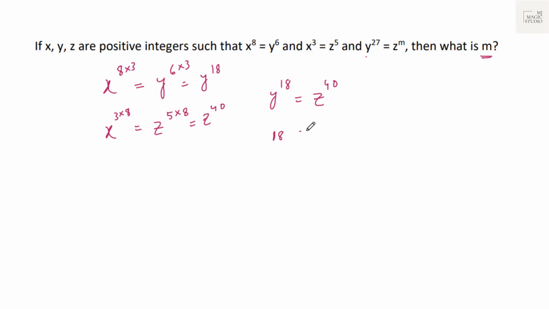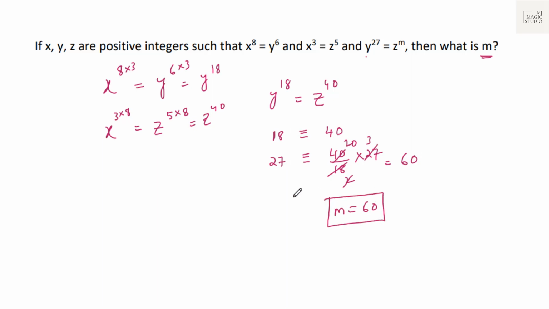So 18 of y is 40 of z. Then 27 of y is 40 by 18 into 27 of z. That's it. 9 2s are 18, 9 3s are 27, 2 into 20, 20 into 3 is 60. Value of M is 60.